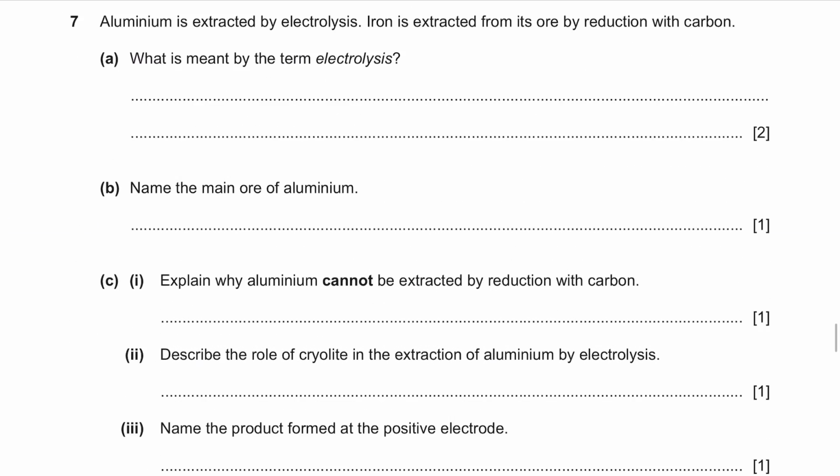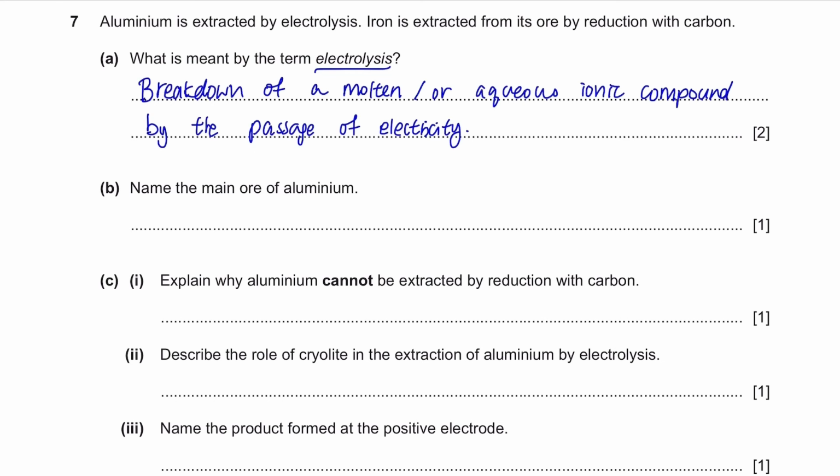Question 7. Aluminum is extracted by electrolysis. Iron is extracted from its ore by reduction with carbon. Part A. What is meant by the term electrolysis? Extremely important definition here that you should know. It's the breakdown of a molten or aqueous ionic compound by the passage of electricity. Part B. Name the main ore of aluminium. It's called bauxite.